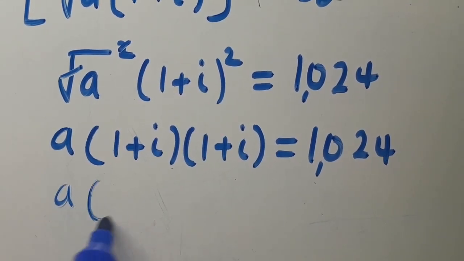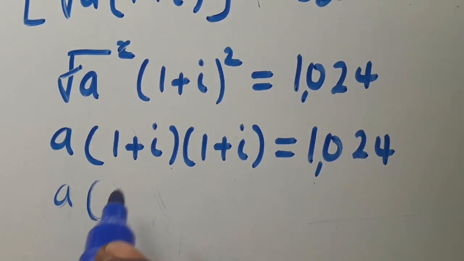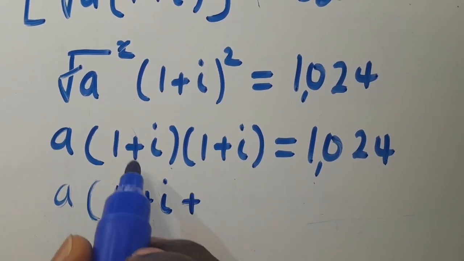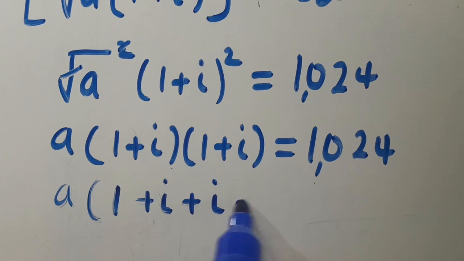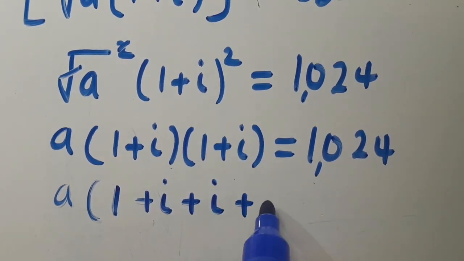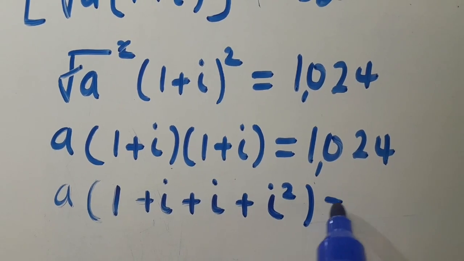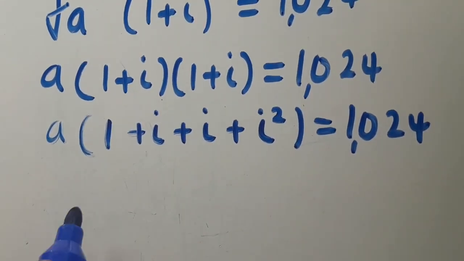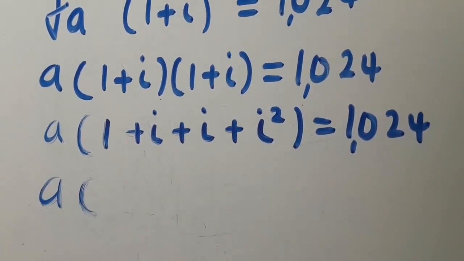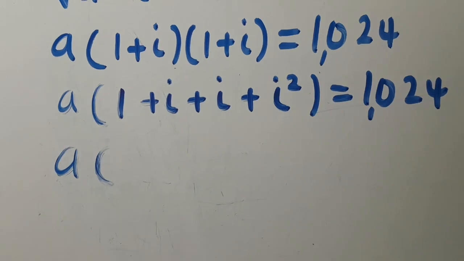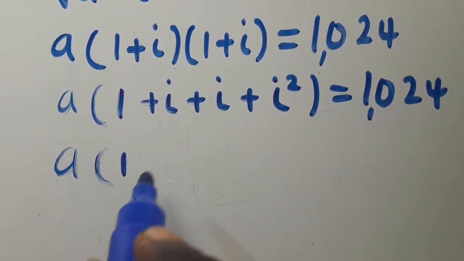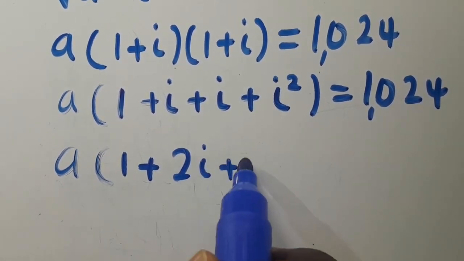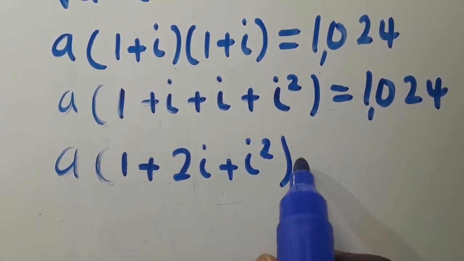We have a outside. 1 times 1 will be 1. 1 times i, we have it to be plus i. i times 1, we have it to be plus i. i times i, we have it to be i squared, equals 1024. We have from here a times 1 plus 2i plus i squared equals 1024.